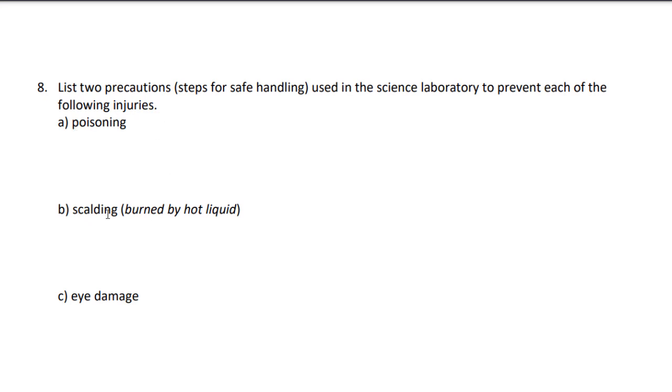Okay, scalding is a fancy way of saying you got burnt by a hot liquid. How do you think you can prevent that from happening? Well, first of all, don't pick up a beaker that's hot with your hands, because you'll drop it and you'll throw the liquid everywhere. You could use proper gloves. You could use something called a beaker tong.